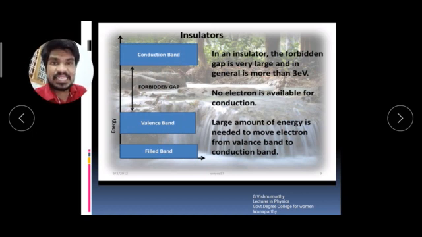When the valency electrons reach the conduction band, a small amount of current will flow through the material. In insulators, between the valence band and the conduction band, there is a large energy gap. That's why no valence electrons reach the conduction band. That's why in insulators the net amount of current is equal to 0. So this is called an insulator depending upon the band theory.